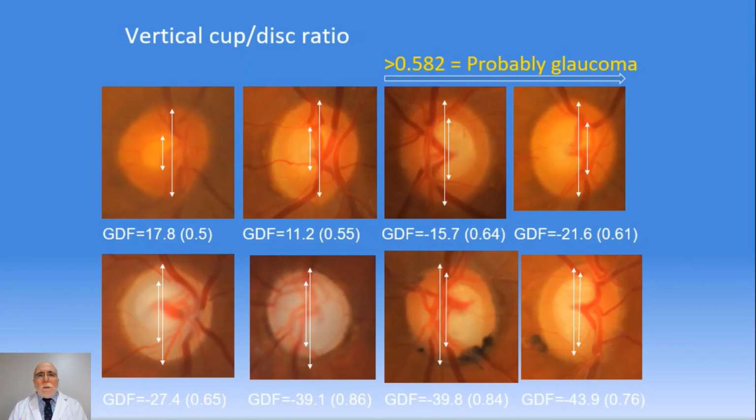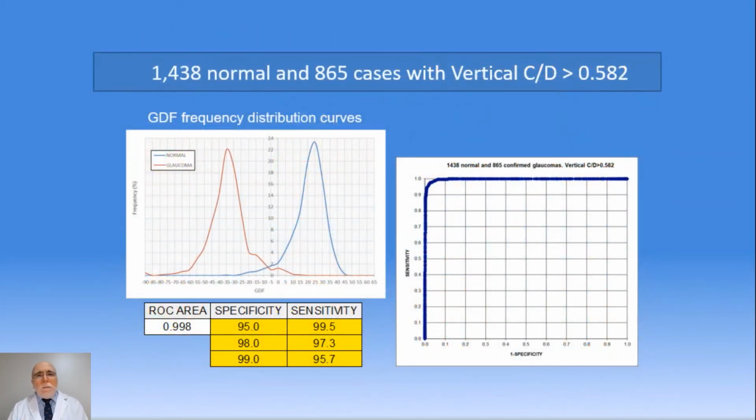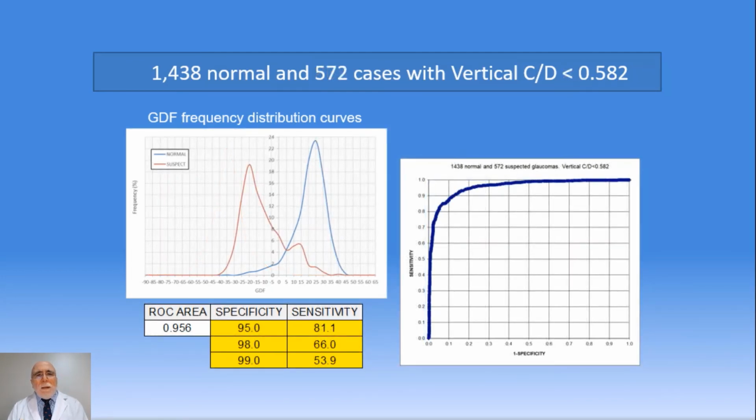In our normal series, only 5% of the subjects had a vertical disc cup ratio greater than 0.58. If we take this limit as an indicator that the diagnosis of glaucoma is very likely, we will see that in the group of confirmed and suspected glaucomas, those cases that exceeded this vertical cup disc ratio value generally have negative values in the GDF index. Indeed, if we select from our sample of confirmed or suspected glaucomas, those with a vertical ratio greater than 0.58, the sensitivity increases to 99.5% for a specificity of 95% and to 95.7% for a specificity of 99%. In other words, in confirmed glaucomas, the sensitivity and specificity of our method is very high, so we will send very few normal subjects to specialized centers.